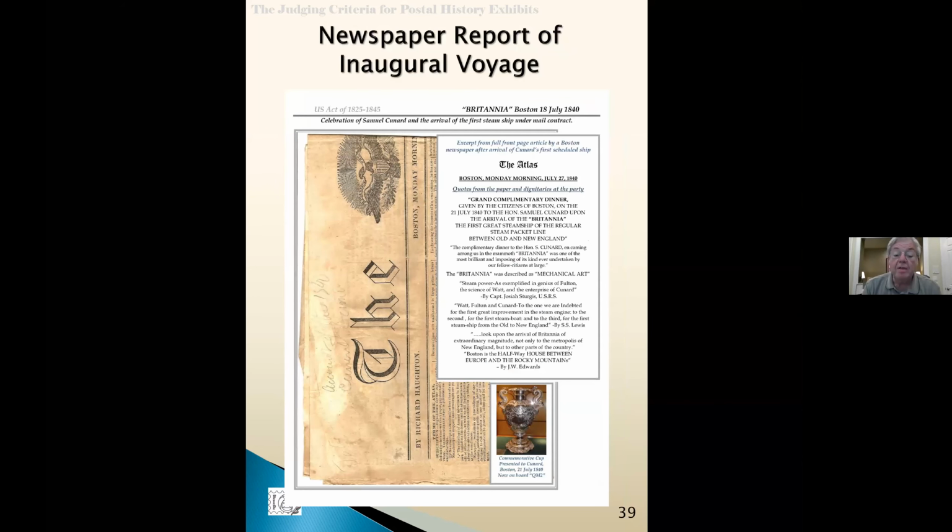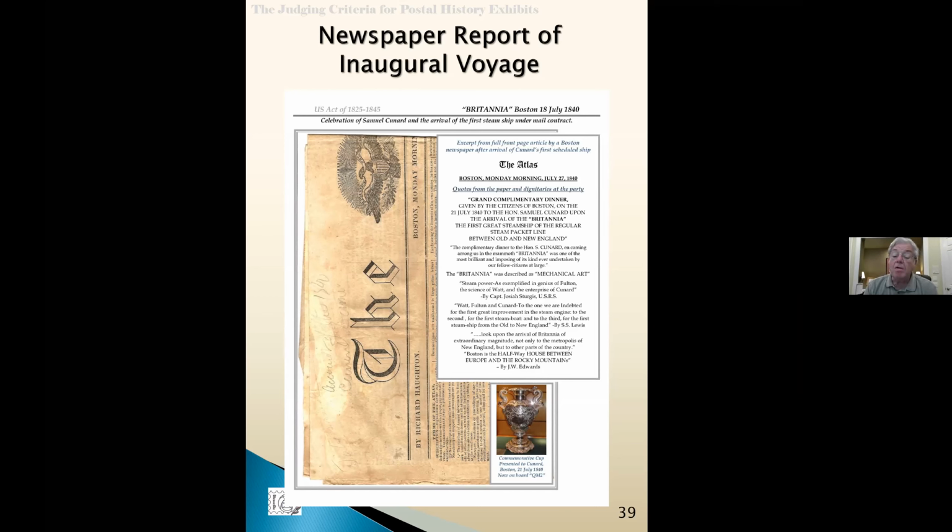Here's the first ephemera page. A newspaper report. A newspaper is dated 27 July 1840, which is the actual date that the ship, the first voyage, came into Boston, and the exhibitor overlays the ephemera, the map, the newspaper, with excerpts from the newspaper that you can actually read as a viewer or a judge.